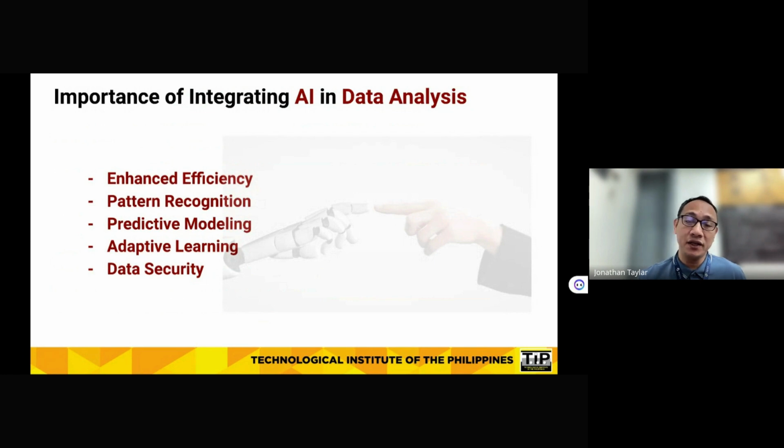making and drive innovation. AI-powered pattern recognition can be applied across different domains, including customer behavior analysis, fraud detection, predictive maintenance, and market trend identification, among others. In terms of predictive modeling, AI enables the development of sophisticated predictive models that leverage historical data in order to forecast outcomes, trends, and events with a high degree of accuracy.